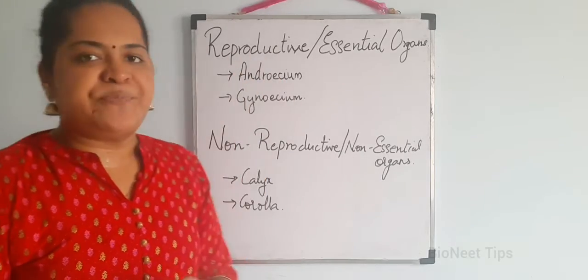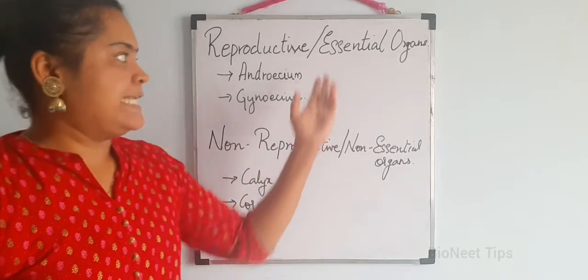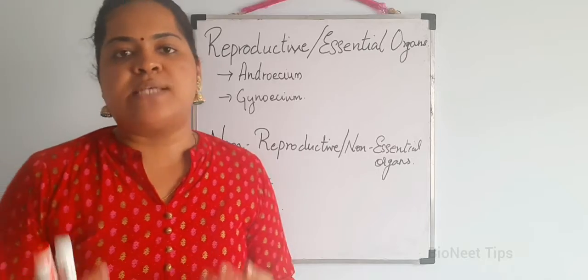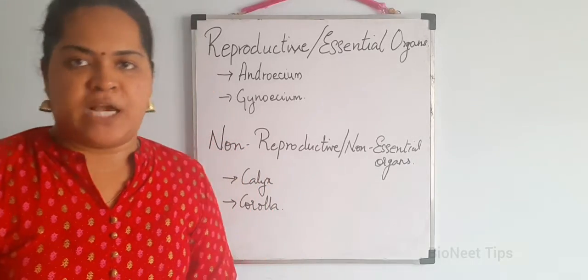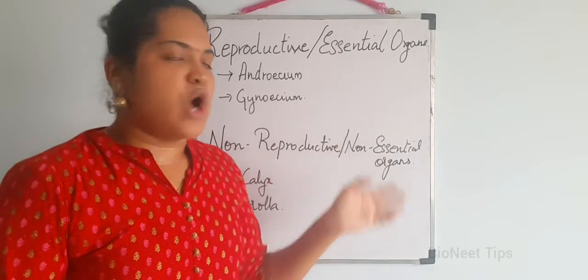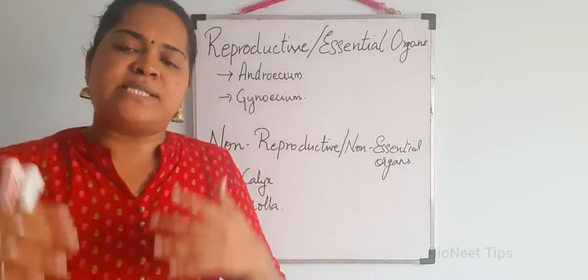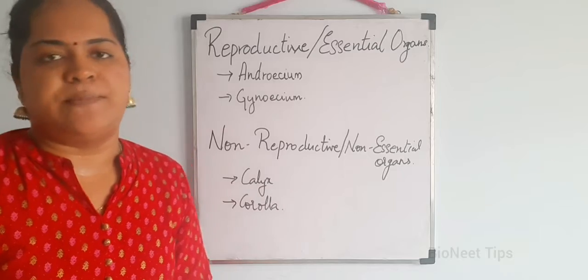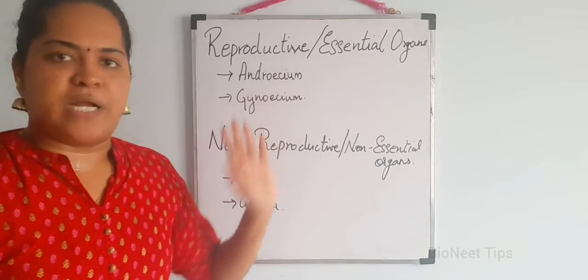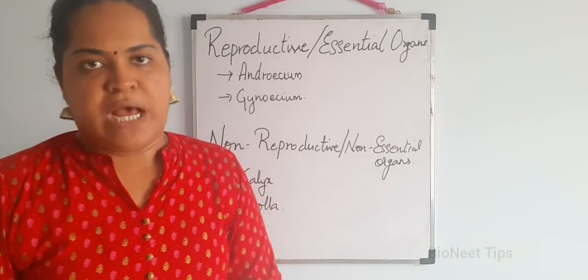Now moving on to the reproductive and the non-reproductive parts of a flower. So we call the reproductive part of the flower the essential organs or essential part of a flower. Why? Because they take part in the reproduction process. We call the non-reproductive part the non-essential organs because they do not directly get involved in the process of reproduction. They are just to protect the reproductive organs in the flower.